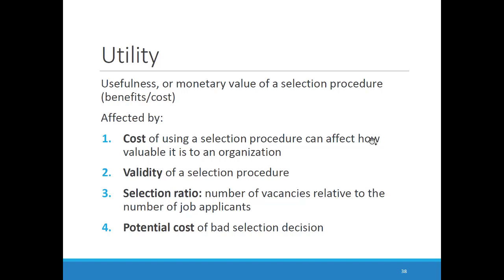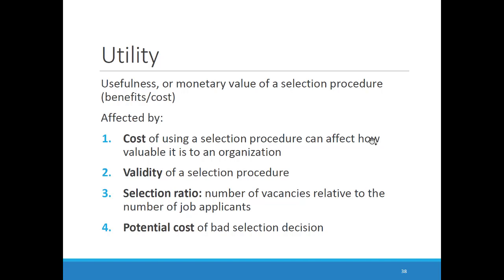Number two is the validity of the selection procedure. And what we mean by that is how strongly does the selection procedure actually predict employee job performance? Can it tell us who is going to perform well in the job? And we've seen throughout the demonstration of the accuracy and the errors in selection that having a high validity instrument is very important. And certainly the more validity you have in a selection procedure, the more utility it'll have, as long as you have a relatively low selection ratio.